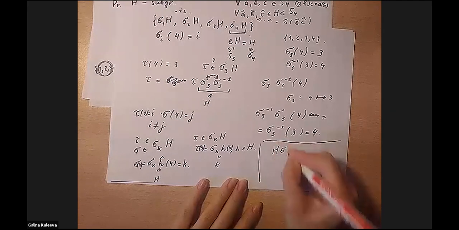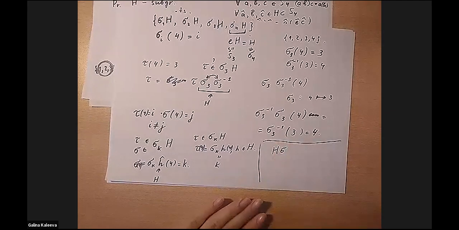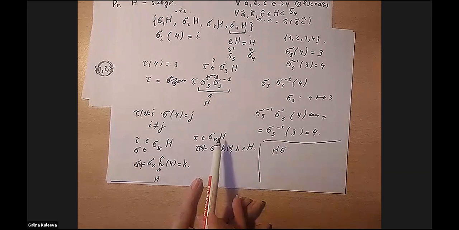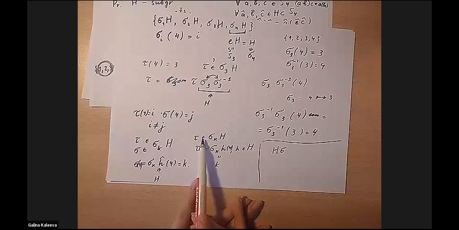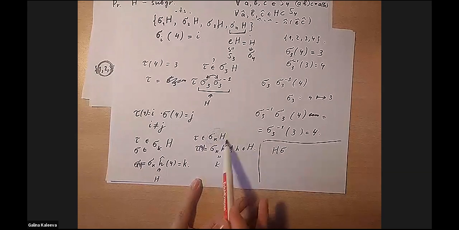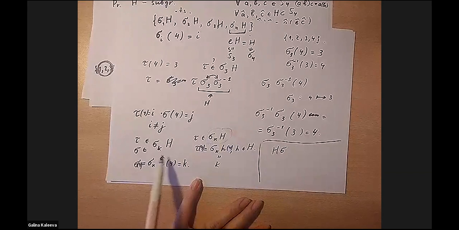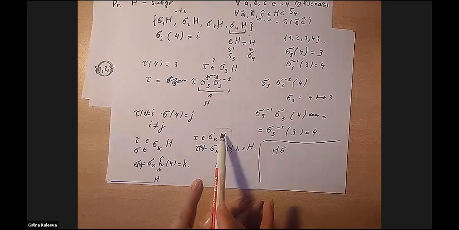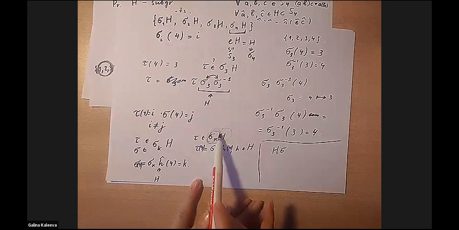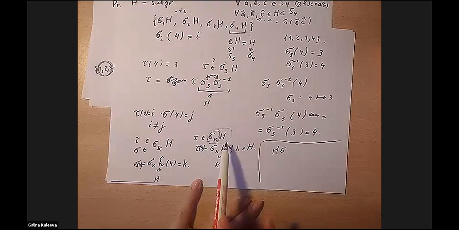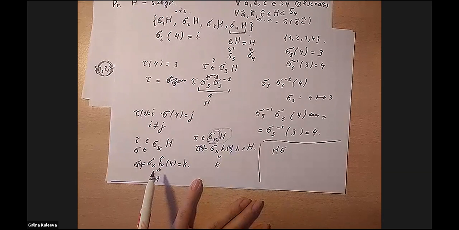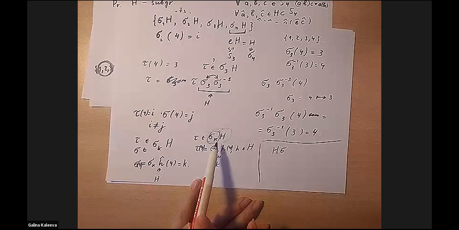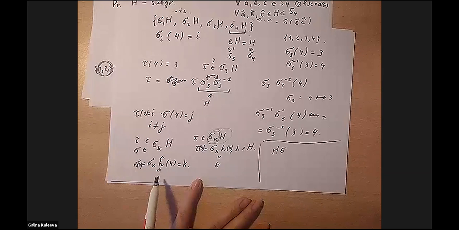Wait, about the previous explanation, I didn't get why both of them equal k. Why do both of them equal k? Because if tau belongs to this coset and sigma belongs to this coset, it implies that tau is a product of some element, this particular element sigma k, and some element from H. And tau is a product of the same element sigma k and some maybe other element from H.